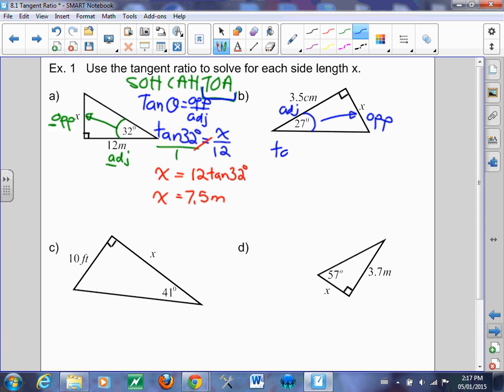So we can sub it in right away. So you go tan of the angle, which is 27 degrees, equals, these go in order, so it's the opposite, which is x, over 3.5, which is your adjacent. Okay, again, cross multiply, so it's going to be x equals 3.5 tan of 27 degrees. Okay, plug it in your calculator, folks, and you're going to get x equals 1.8 centimeters. Okay, good work.